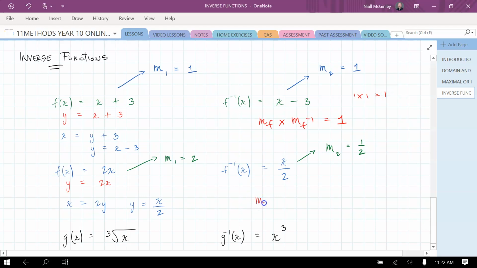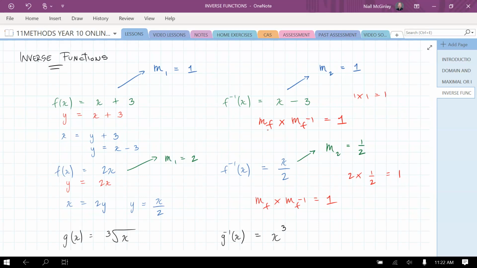Again here, if we do the gradient of the function times the gradient of its inverse, in this case this is going to be 2 times 1/2, which again gives us plus 1. This is something that in Unit 3 and 4 will be more important, and it has come up in multiple choice a few times. You've got to understand that the gradient of the function and the gradient of its inverse, when you multiply them together, always gives you 1.